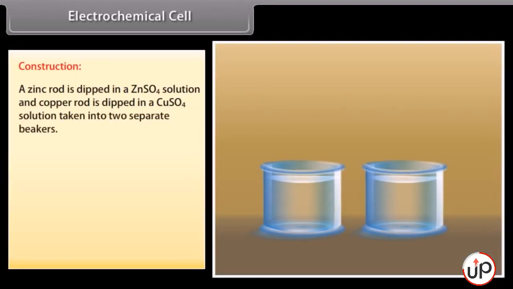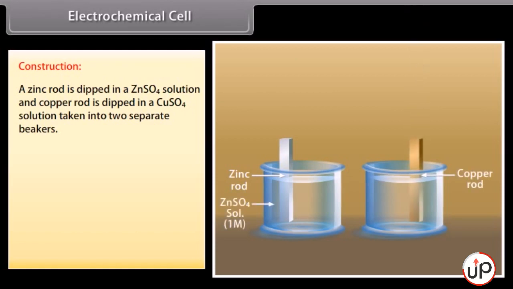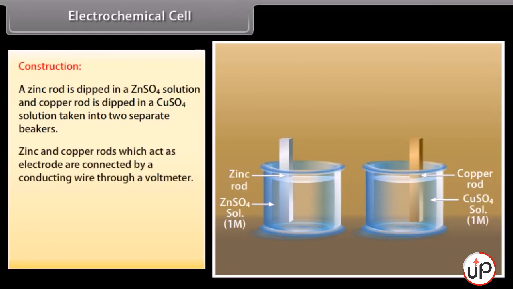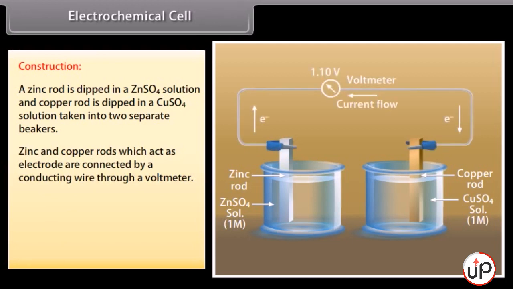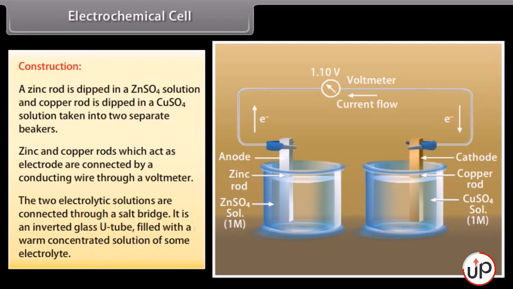Construction. A zinc rod is dipped in a ZnSO4 solution and copper rod is dipped in a CuSO4 solution taken into two separate beakers. Zinc and copper rods, which act as electrode, are connected by a conducting wire through a voltmeter. The two electrolyte solutions are connected through a salt bridge. It is an inverted glass U-tube filled with a warm concentrated solution of some electrolyte.